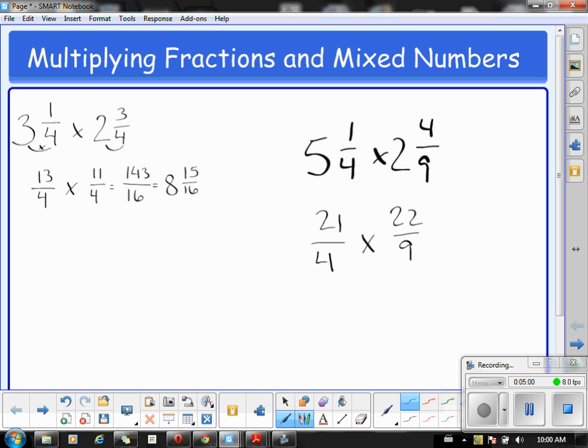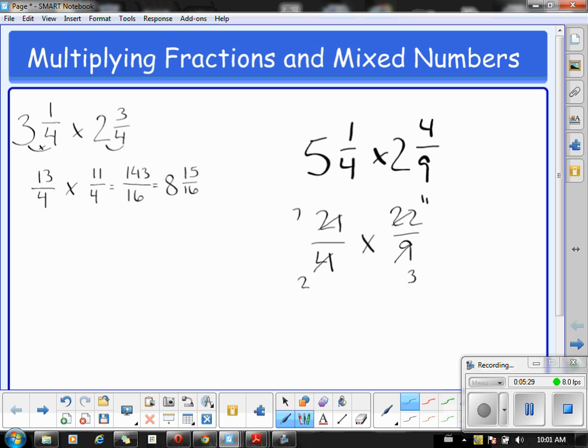Now we'll look at the cross-reducing. So we look at opposite numerator and denominator and think, what number can go into both 21 and 9? 3. 21 divided by 3 equals 7. 9 divided by 3 equals 3. Opposite corners, what goes into both 4 and 22? You should think 2 probably. 4 divided by 2 is 2. 22 divided by 2 is 11.